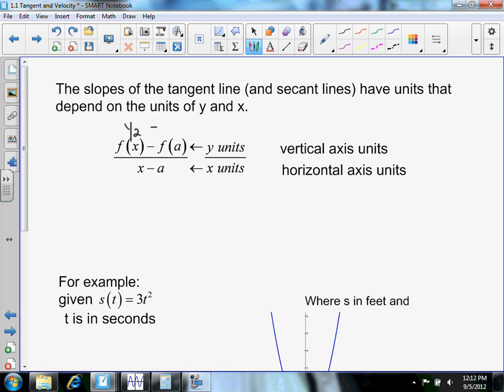This is y2 minus y1 over x2 minus x1. These are our y units, our vertical units, and these are our x units, our horizontal units. So what we're going to do is take a look at an example here. So let's give this example.